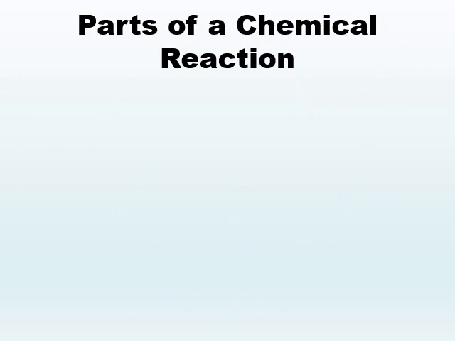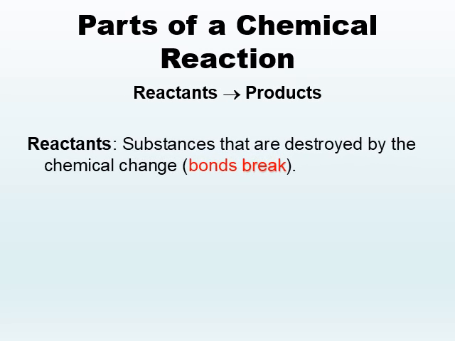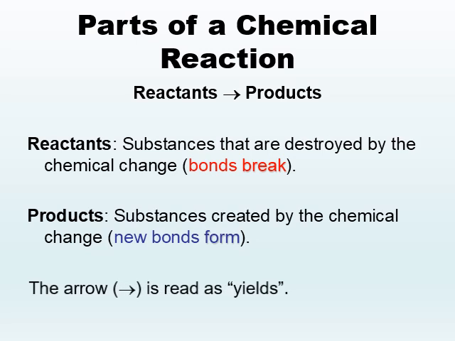Now students, we are going to discuss parts of a chemical reaction. There are two main parts of a chemical reaction, that are reactants, arrow, and products. Reactants means they react together and form a new substance. Reactants are substances that are destroyed by a chemical change. It is a bond breaking site.